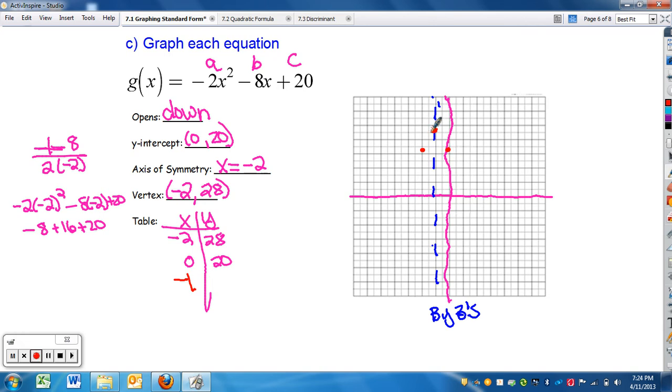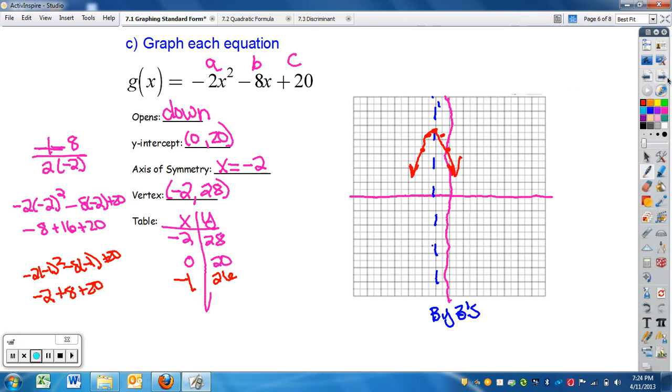Because x is 0 and x is negative 2. So plugging in negative 1, I go negative 2 times negative 1 squared minus 8 times negative 1 plus 20. Negative 1 squared is 1, so negative 2. Negative 8 times negative 1 is 8, plus 20. That gives me 6 plus 20 is 26. So go 3, 6, 9, 12, 15, 18, 21, 24, 26. And there you go, my 5 points for my parabola.